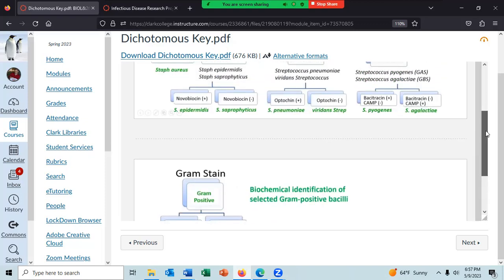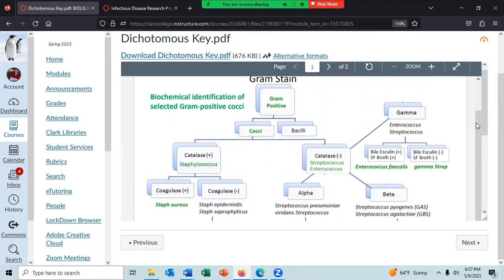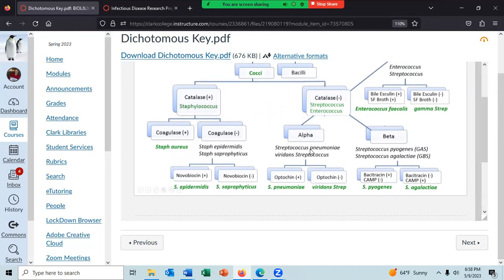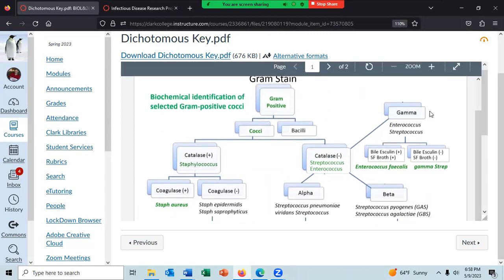Let me warn you about this right here. The alpha, gamma, and beta refers to the blood agar plate. So we're looking at the hemolytic activity. And you have to separate these one step further. Alpha hemolysis by the Optochin test, beta hemolysis by the bacitracin test, and then the gamma hemolysis by the esculin and the SF broth test to separate these two. All right, any questions about any of that?